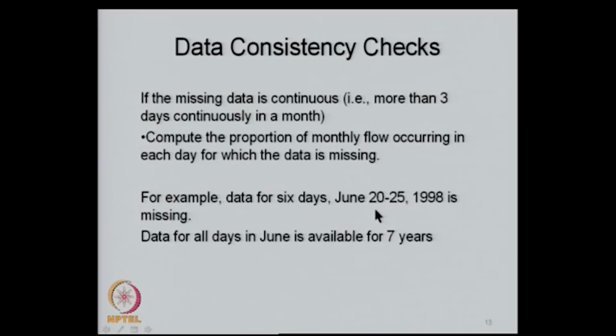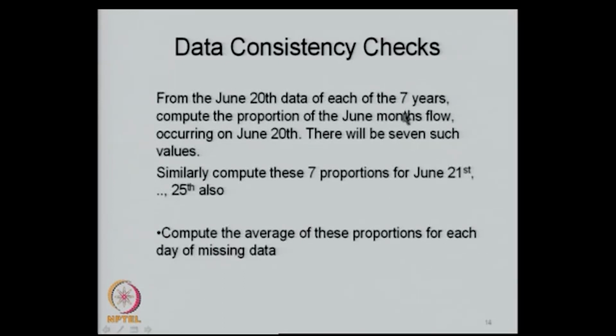What we mean by this is, so that you do not miss the point, I will repeat this. We have data for all days in June for 7 years, which means we have 7 years of data where nothing is missing, and we use that and then get the proportion of these flows at these dates. So, this we do for all of the other days on which it is missing also. Then compute the average of these proportions for each day of missing data.